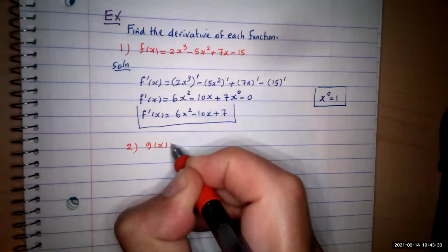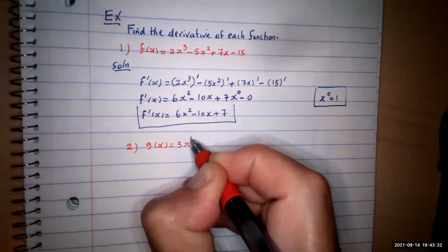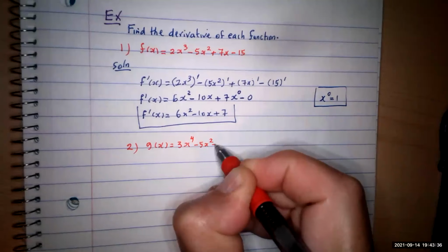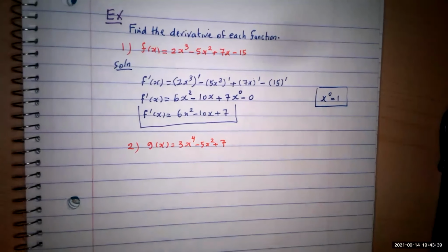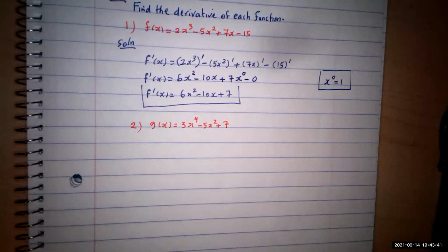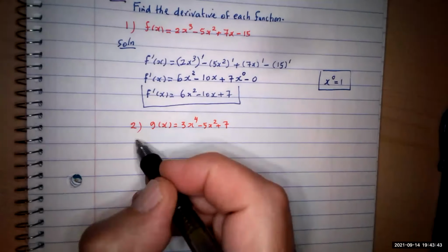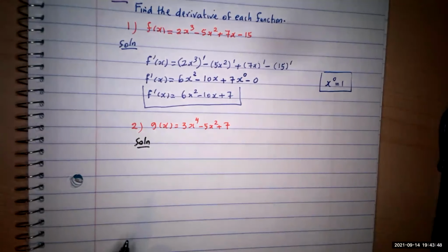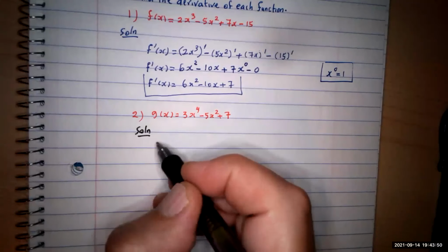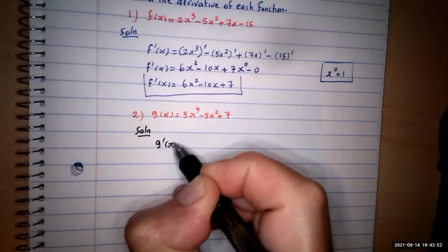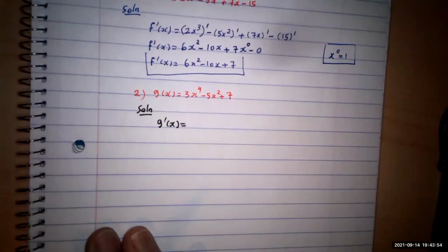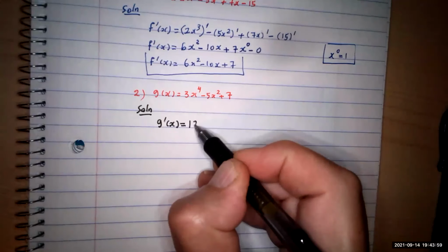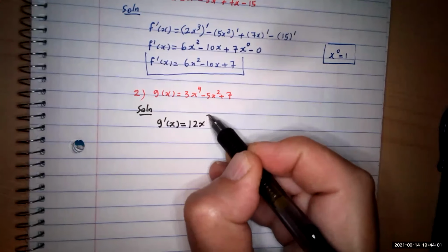So suppose you want to do this one: 3x to the 4th minus 5x squared plus 7. This is how we do it, just right away. You just check to see the powers. There is no radical, no fraction. So g prime of x is equal to the first one. Action of differentiation: exponent times coefficient. 4 times 3, 12, one done. That's 4, 4 minus 1, 3. Done.